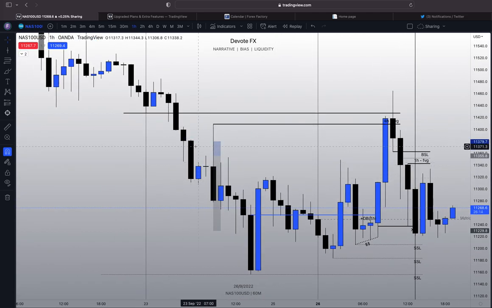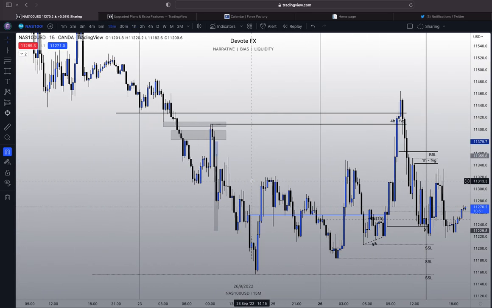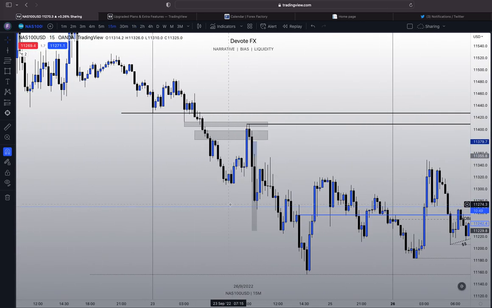Here we have hourly for value gap. Right here, going into the day, I had this and this as points of interest. Let's zoom in a little bit. 15-minute.